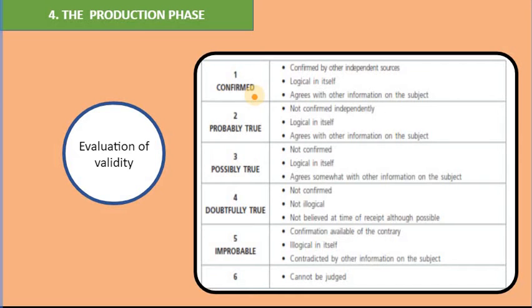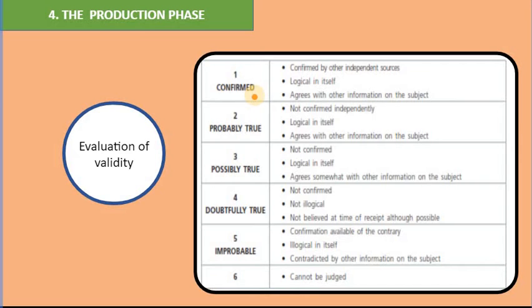C-propidit. C-propidit. Tignan nyo. Try natin. Open your cameras. Let's try this one. Okay. 1 stands for confirm. 2 stands for probably true. 3 stands for possibly true. And then 4 stands for doubtfully true. 5 stands for improbable. And number 6 stands for truth cannot be judged. Okay. For example, always remember this C-propidit.